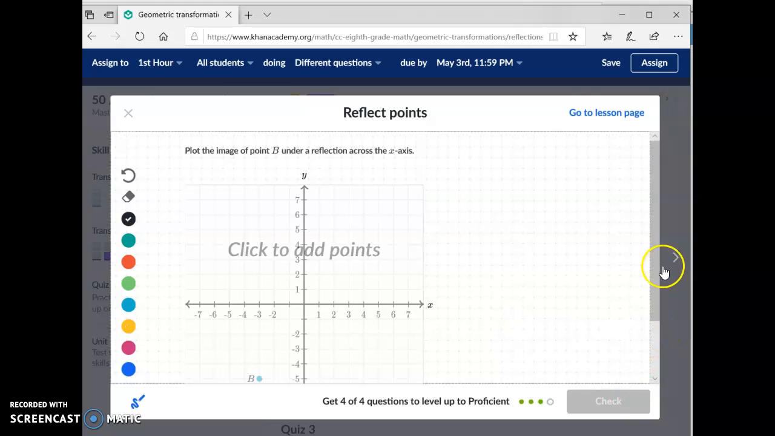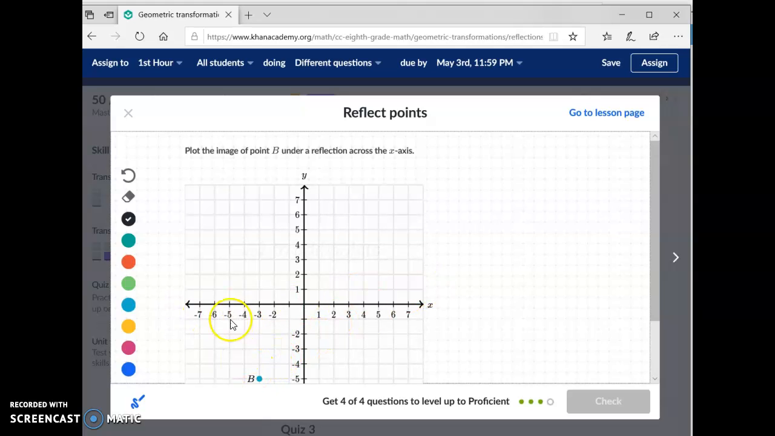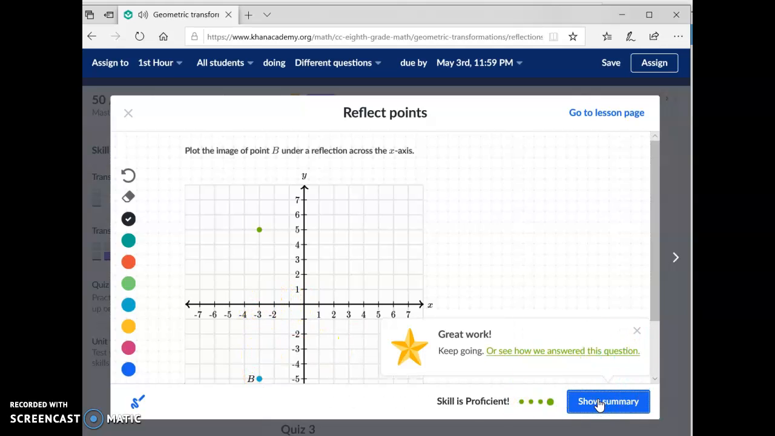Alright. And same thing with this right here. If we have B and we are reflecting across the x-axis, so then that would be the line that is horizontal, the x-axis, then this is going to end up on the other side. So if we were at, right here, -5, it's going to end up at +5. So -3, +5. -3, -5. Alright. So there we have it. Reflecting points.